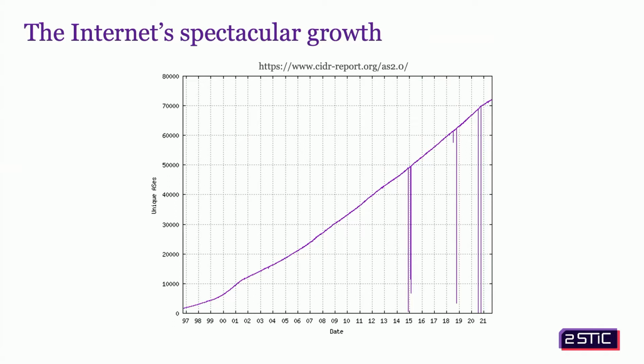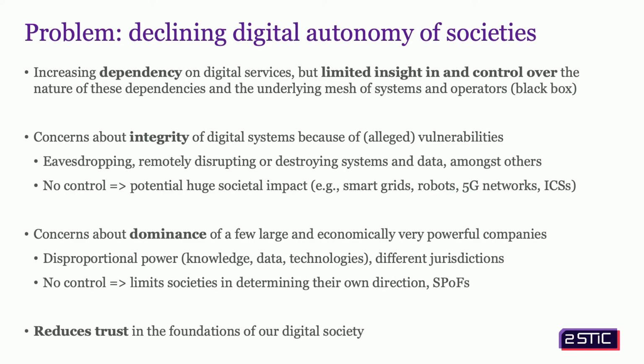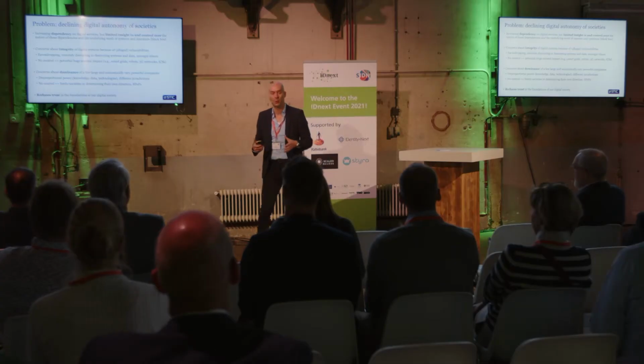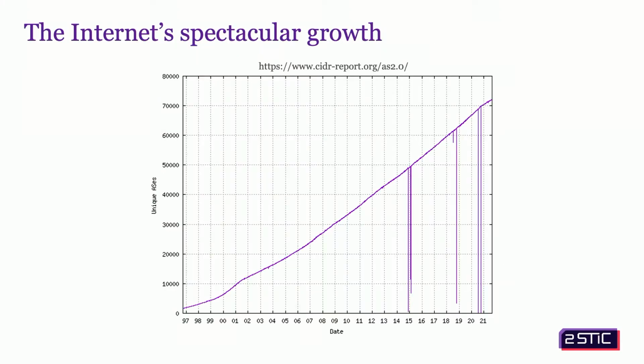But we think there is also a problem. The internet has been a huge success, but at the same time we're seeing a tension between being increasingly dependent on the internet infrastructure. This is, of course, the whole digital autonomy discussion. We depend on these services and storage platforms, but we have very limited insight and control over who operates these systems, how they work, and who manages them.